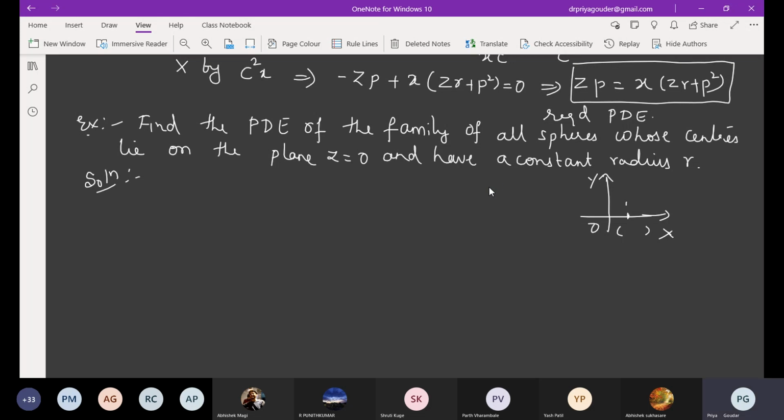If there is a point on the x-axis, what about its y coordinate? 0. Okay, the x coordinate is 1, suppose. What is the equation of the x-axis? y is equal to 0. Same thing happens for the y-axis also. Now, when you have the plane whose equation is z equal to 0, what about its z coordinate?